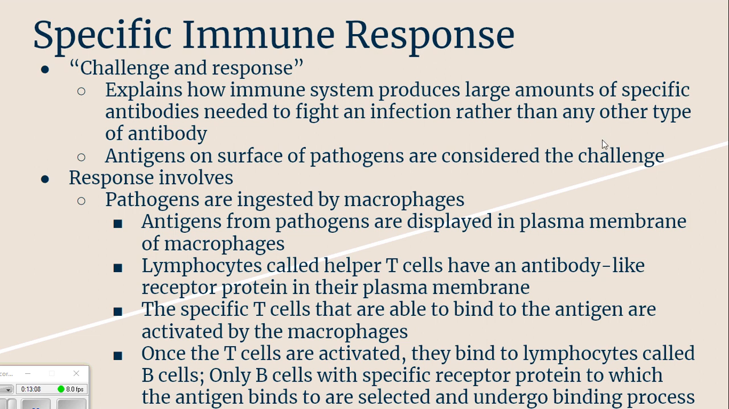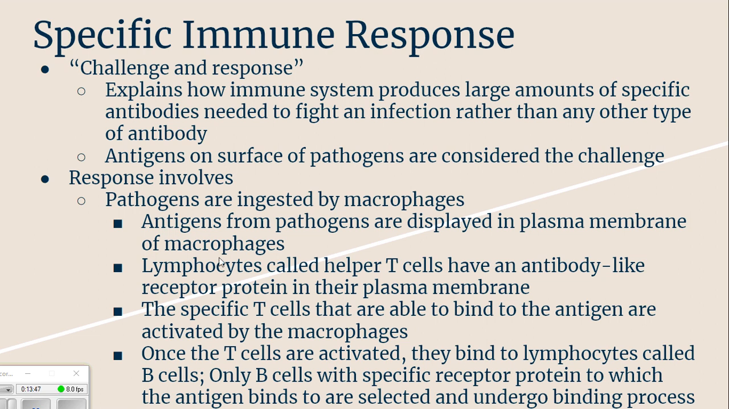So antigens on the surface of pathogens are considered the challenge. So when you encounter the antigens of that pathogen, this is now a challenge to your immune response, and then your immune response is like, challenge accepted. And then the response will involve a series of processes occurring. So the pathogens are going to be ingested by macrophages in that process of endocytosis, which is phagocytosis in this case, but it's a similar process of endocytosis.